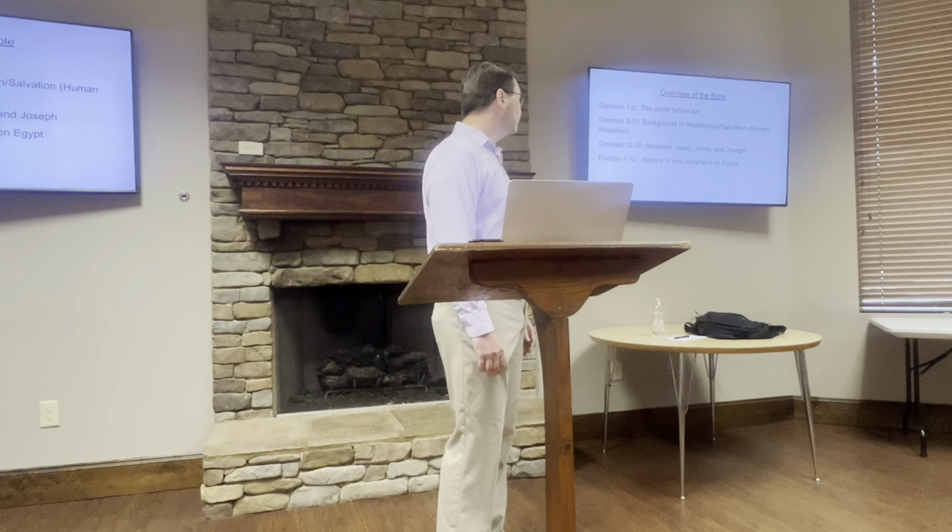Then the rest of Genesis deals with Abraham and his immediate descendants, all right? So Isaac, Jacob, and Joseph. And again, we should probably say this first 11 chapters takes place over thousands of years. But then when you get to Abraham, that's about 2,000 years before Christ. And then Genesis ends with Joseph. It actually ends with the death of Joseph.